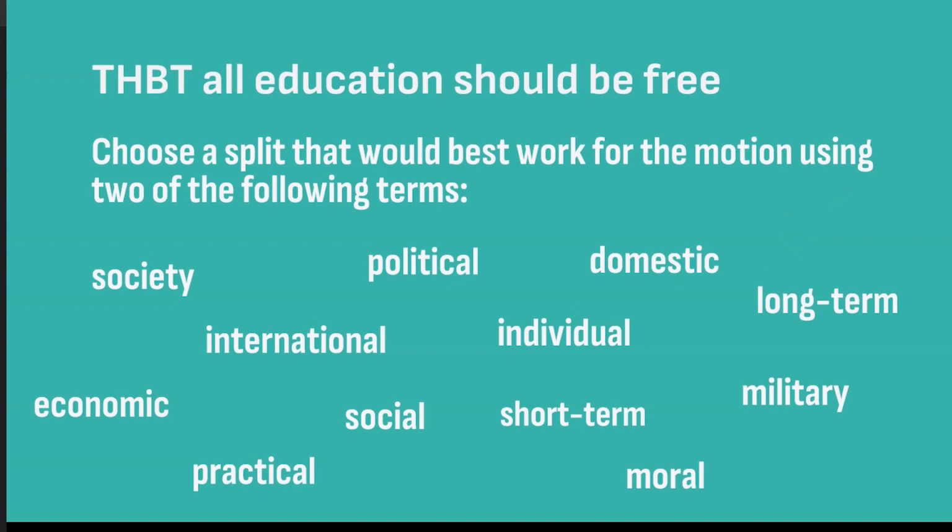I see we have another comment. Practical and long term. Okay, and we also have social and practical. I see we have two practicals. Yeah, we can definitely cover it in a practical manner. We can also do an opposition saying that it might be impractical to have all education be free, or on a proposition explain why it would be practical in the long term. Those are all good ways to split it.